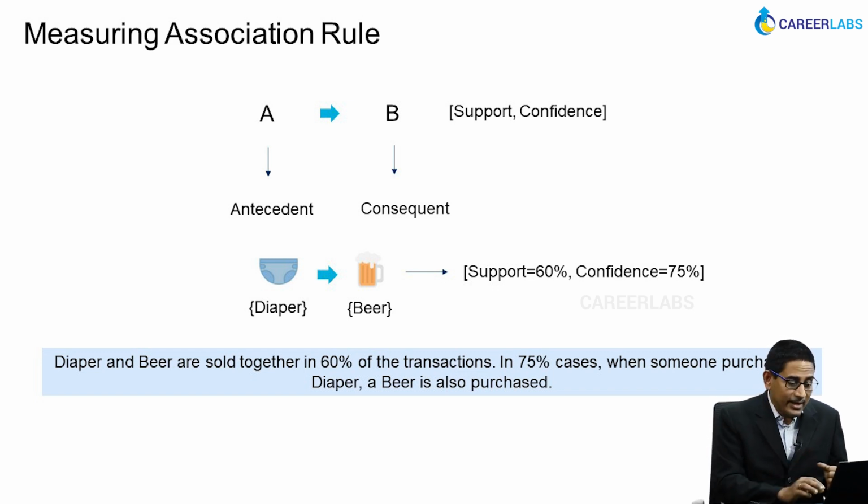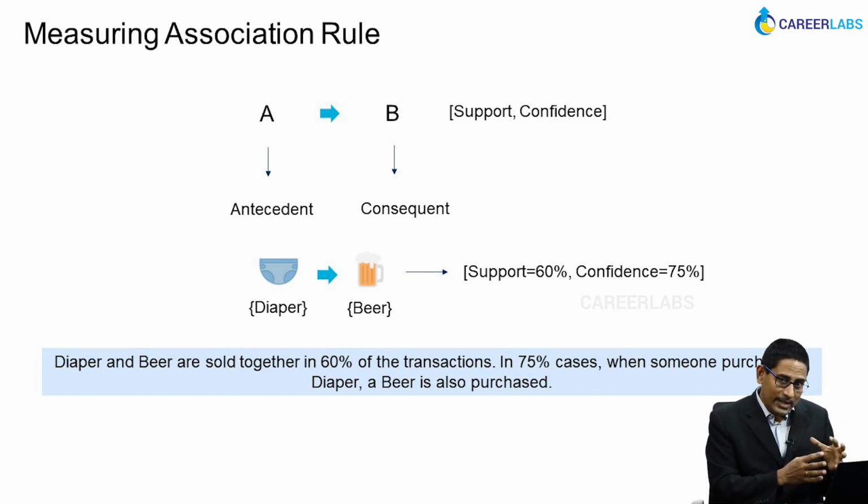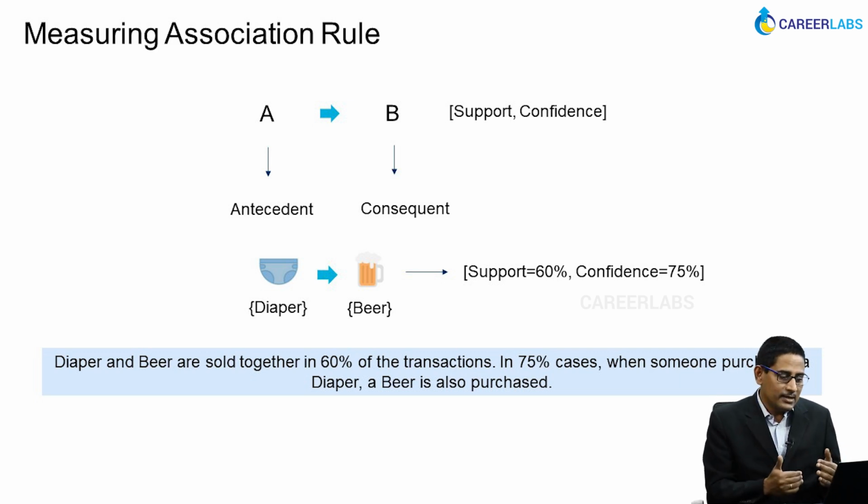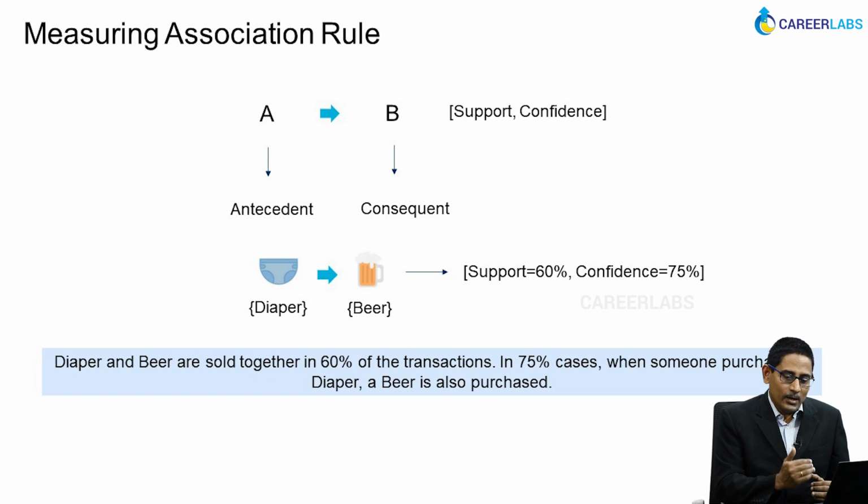And how do we reach that? Diaper and beer are sold together in 60% of the transactions. So out of the 5 transactions that we have seen, 3 of those 5 is where diaper and beer are sold together, right? And then in 75% of the cases, when someone purchases a diaper, a beer is also purchased, right? So that's also a terminology of if-then kind of a consequence.